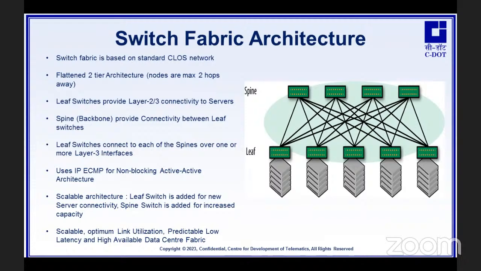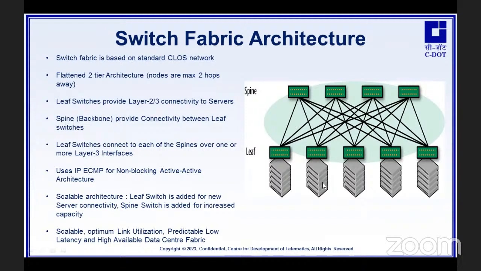It uses IP ECMP for a non-blocking active-active architecture. ECMP, as I have mentioned, means that when it has to send some load, it will send it using multiple links and distribute the load. It will not send it on a particular interface. Rather, it will distribute the load between the various interfaces.